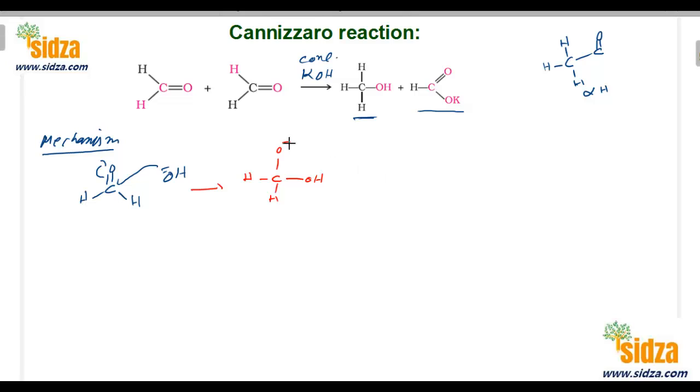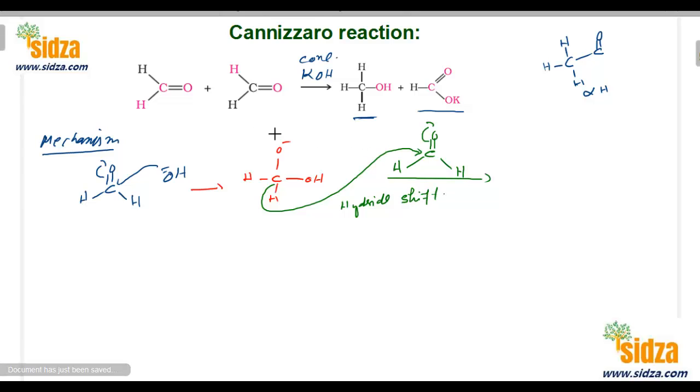Now in the next step, what's going to happen? You take another aldehyde molecule without any alpha hydrogen atom. From here, one of the electrons as H negative shifts and acts as a nucleophile, attacking the carbon, and this electron pair shifts here. This is what we call a hydride shift. It is a very important step in this reaction. The H negative is transferred from this intermediate to the other aldehyde molecule.